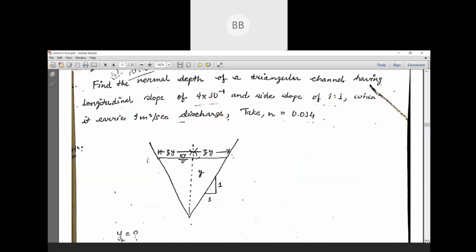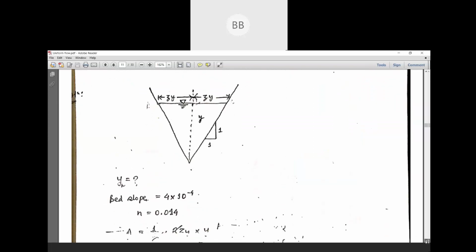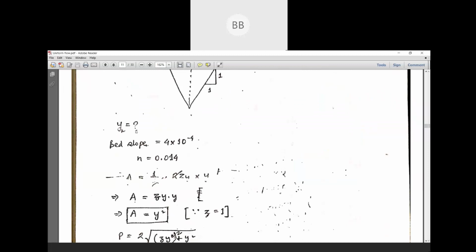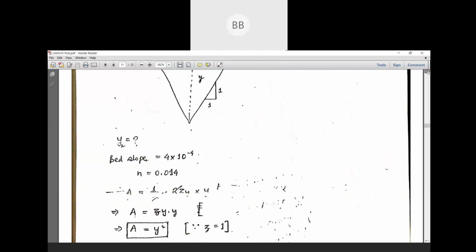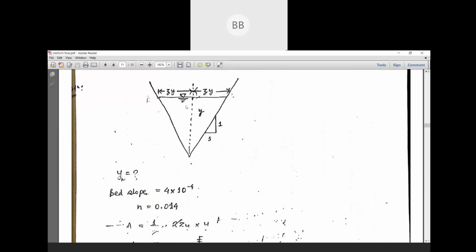So the depth of flow we need to calculate. Bed slope is given. n is given. So first you use the area equation, half into base into altitude. This is similar to your previous case that we have discussed, where the side slope is 1 is to z. If you consider the side slope is 1 is to z, then this will be your zy. Similarly, if you consider this side of the triangle, this will also be your zy.